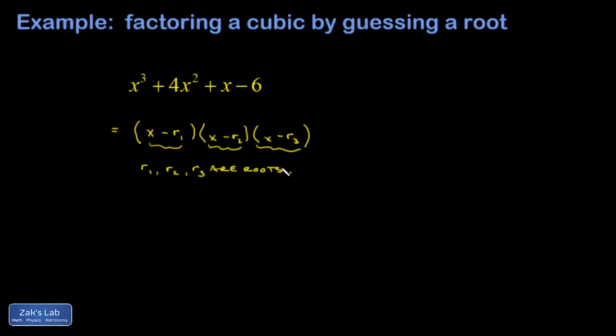And all we're doing here is turning this process around backwards. If we could guess a root, in other words, a number that makes this expression equal to 0, then x minus that number is going to be a factor. And then we can use long division to knock down the exponent of this thing to a quadratic.